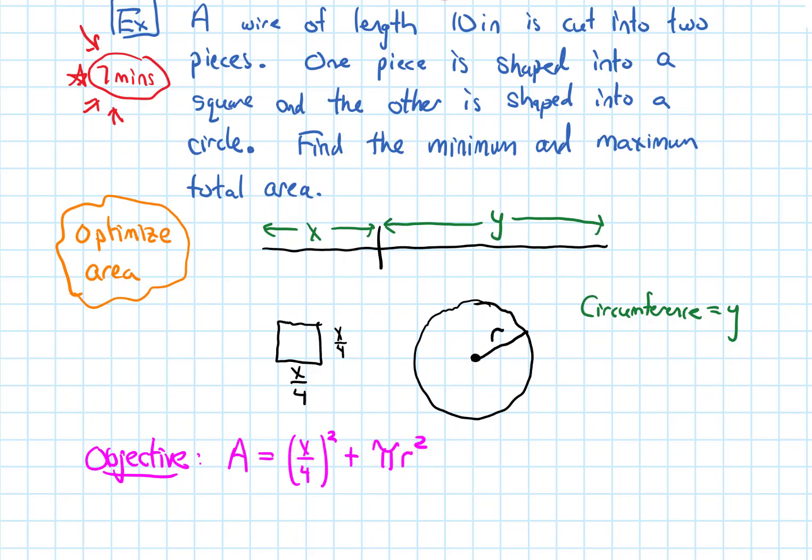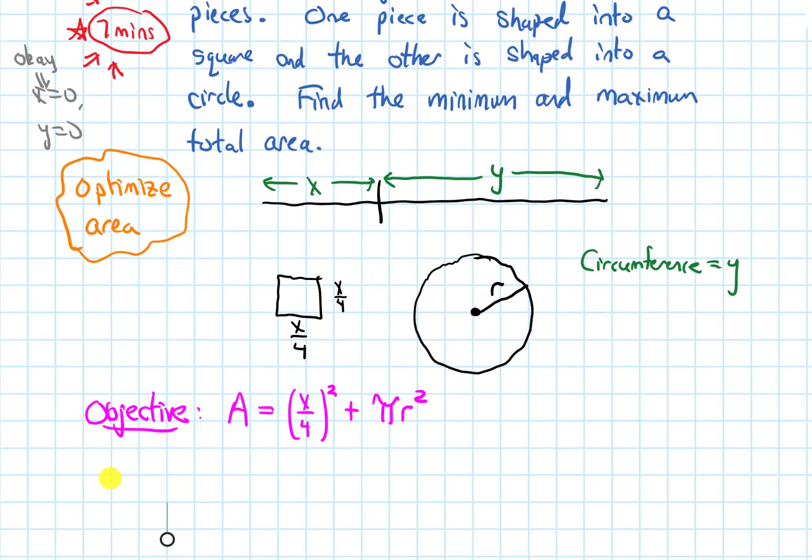The other thing I want to keep in mind here is, although it says this wire is cut into two pieces, technically it's okay for x to be equal to 0 or y to be equal to 0. If one of these pieces had a length of 0, that would make that shape a degenerate shape, which means it's actually going to be a dot. So the square would just be a point, or the circle would just be a point if that happened. But that's okay. We're considering that to be a valid shape.